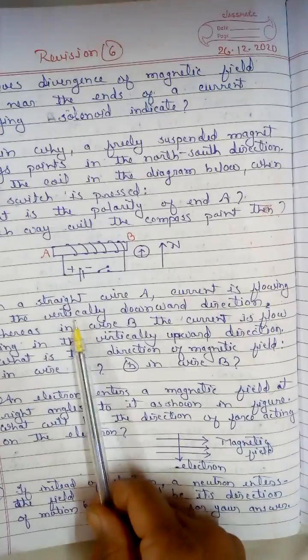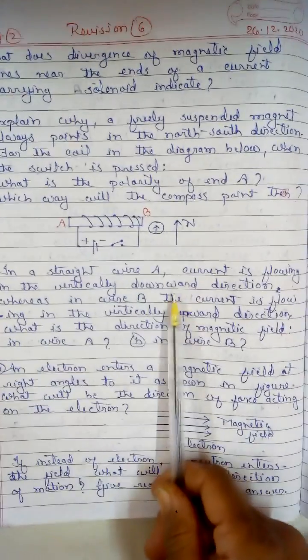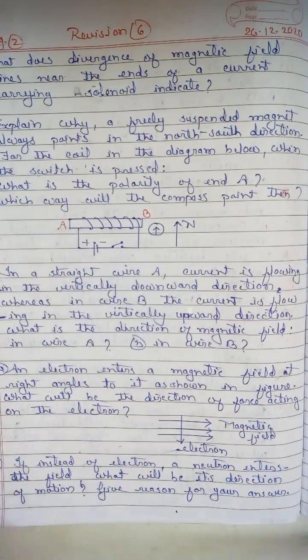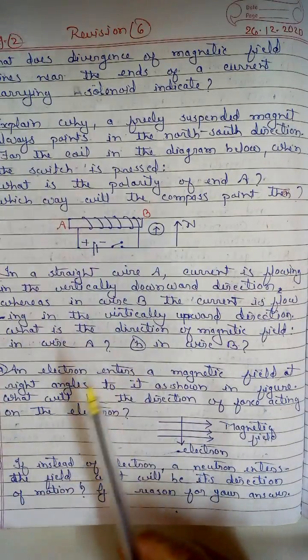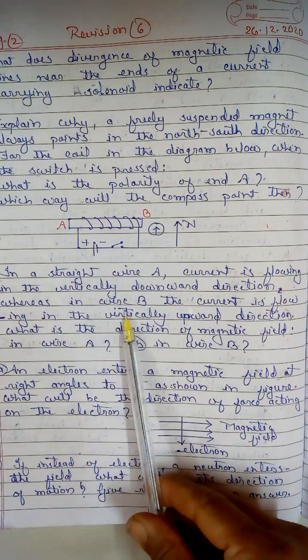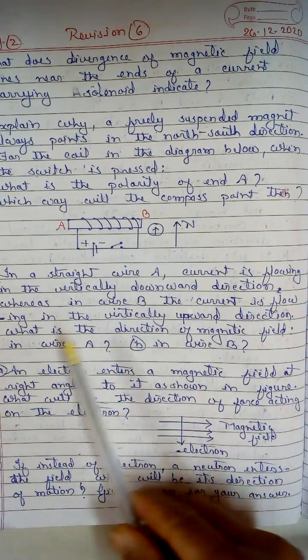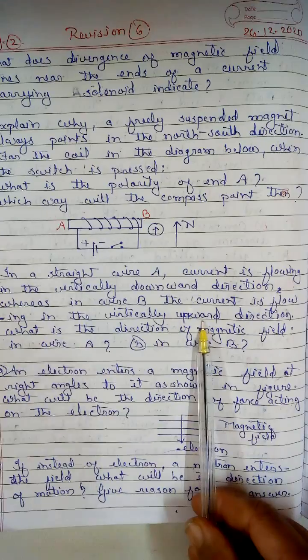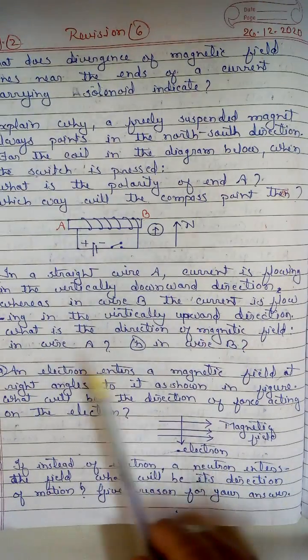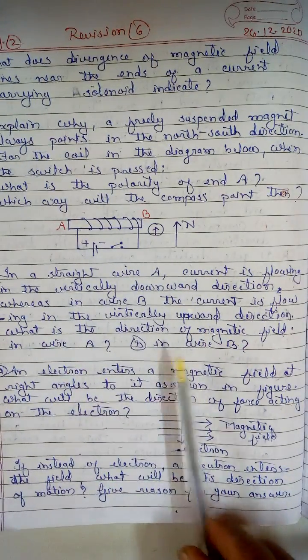Question number 9. In a straight wire A, current is flowing in the vertically downward direction, whereas in wire B, the current is flowing in the vertically upward direction. What is the direction of magnetic field in wire A and in wire B?